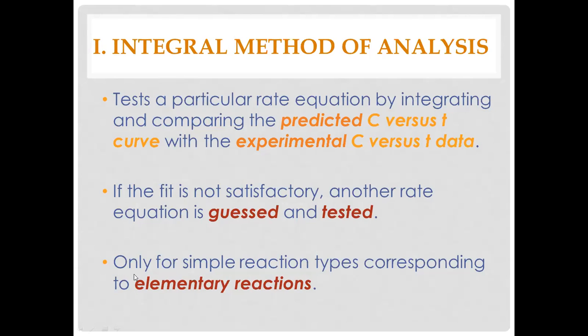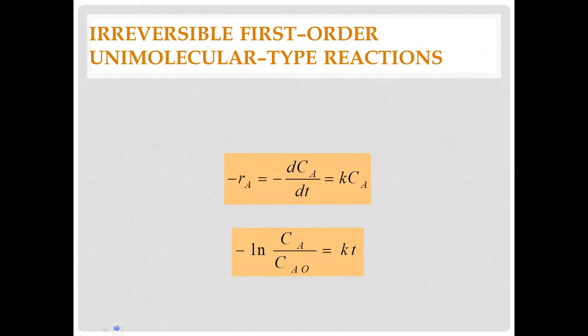So this particular method is only for simple reaction types corresponding to elementary reactions. So meaning if your reaction is non-elementary, the integral method of analysis of guessing and testing will not be applicable anymore. So take note, only for simple reaction types corresponding to elementary reactions. Now let's go to the first type of reaction. You could see a single species here. So this must be a unimolecular first order type of reaction because we view this reaction to be elementary.